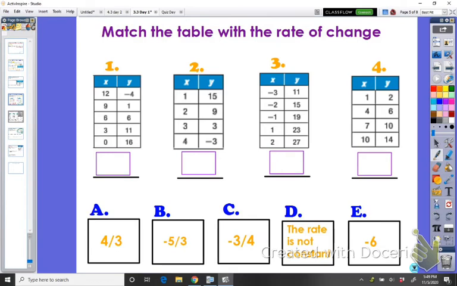Alright, match the table with the rate of change. So you have A, B, C, D options here. You have 4 tables. Use the example that I just talked about, because I gave you one example and one non-example to match up these rates of change with their table. Or there could be one that is not a rate of change, or the rate is not constant, so that might be one of the answers as well. So you try that, we'll check that on Monday.